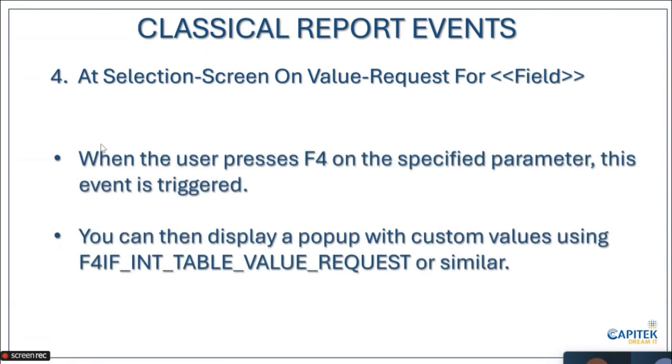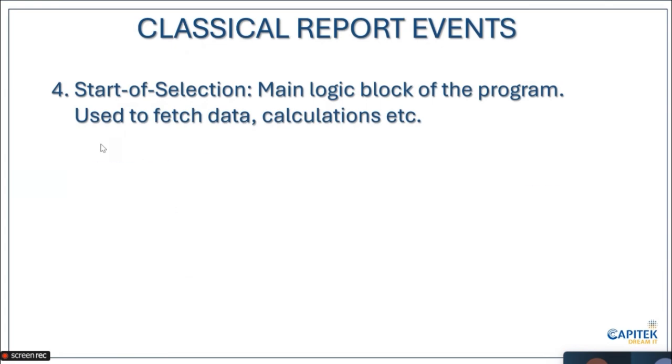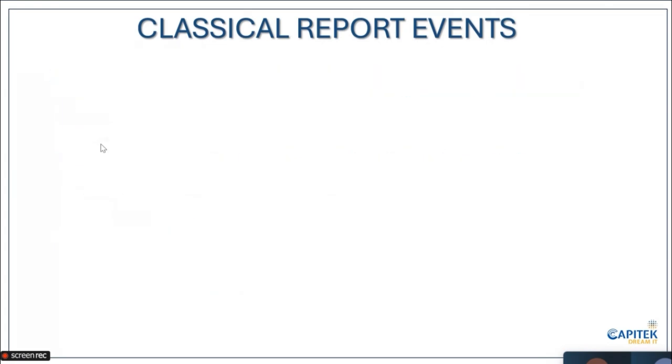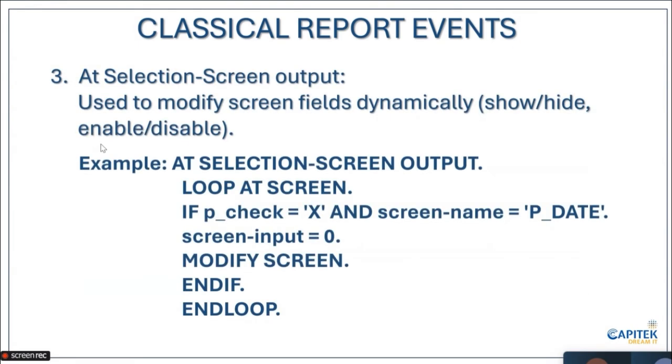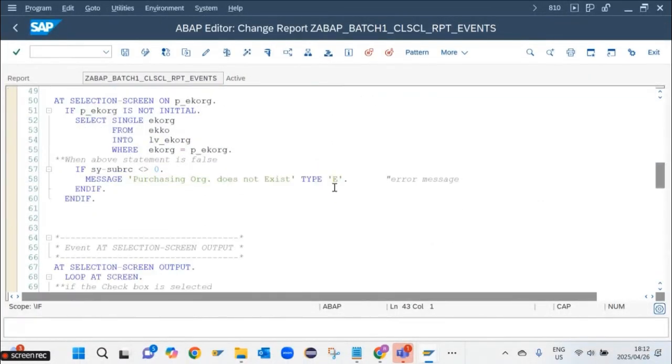Next, we'll see at selection screen output. When you say at selection screen output, it will be useful for dynamically changing the fields. Dynamically changing the fields means some fields you can hide, sometimes you can unhide the fields. Those things you can do. So how it looks, I will explain it.